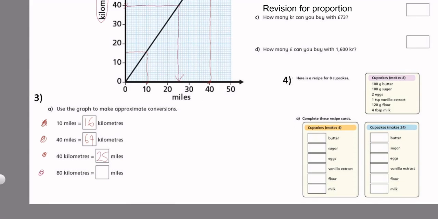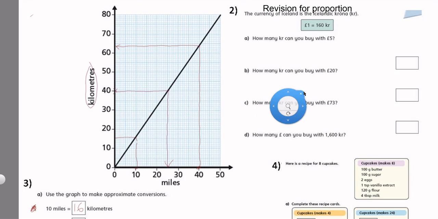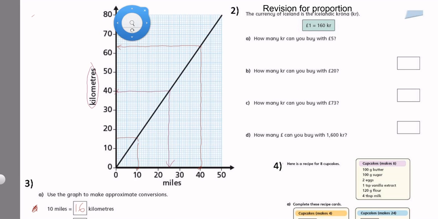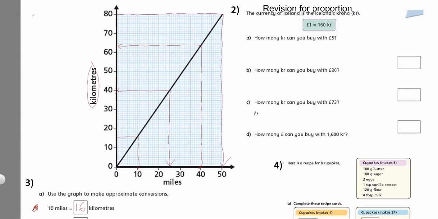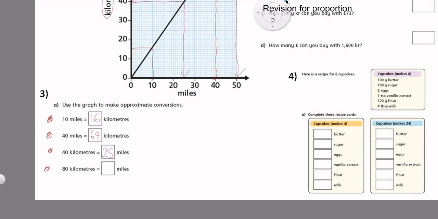Next one, change 80 kilometers into miles. Well, I can see that there already. That's the last number there on the graph. Straight across and then straight down. And you can see where that's going to go. That's going to be 50 miles. There you have it.